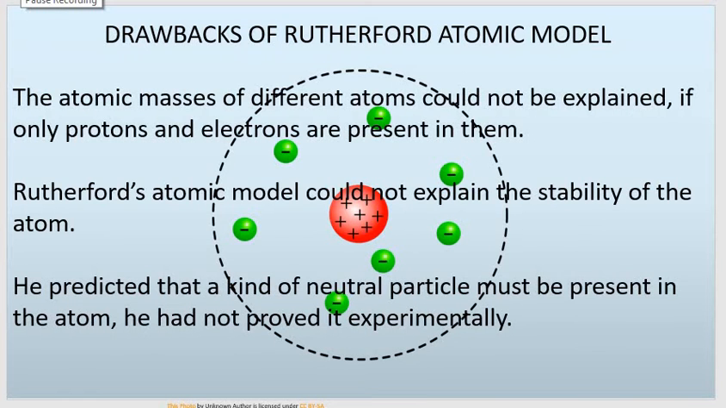In your previous class, you have learnt about Rutherford's alpha ray scattering experiment and how electrons and protons are arranged in an atom. Let's discuss the drawbacks of Rutherford atomic model. The atomic masses of different atoms could not be explained if only protons and electrons are present in them. Rutherford's atomic model could not explain the stability of the atom. He predicted that a kind of neutral particle must be present in the atom. He had not proved it experimentally.